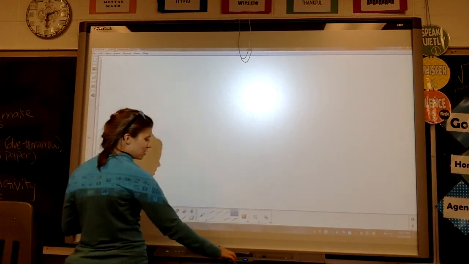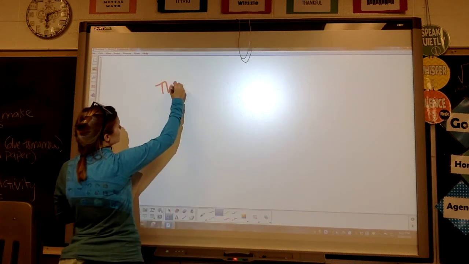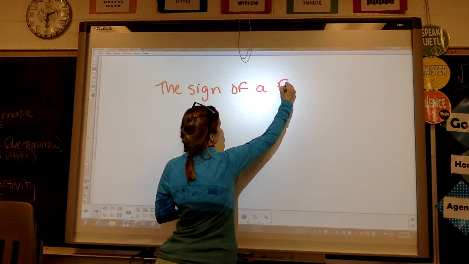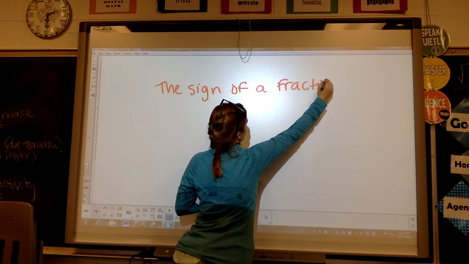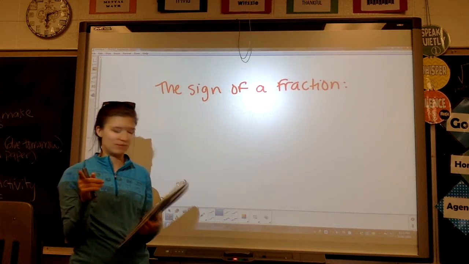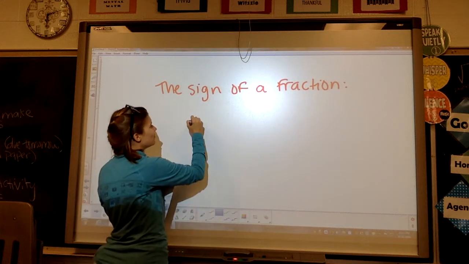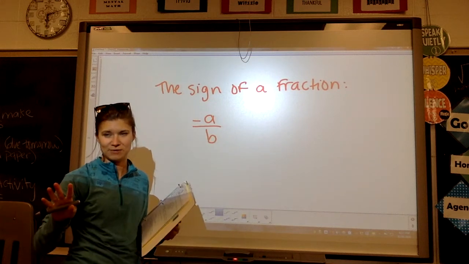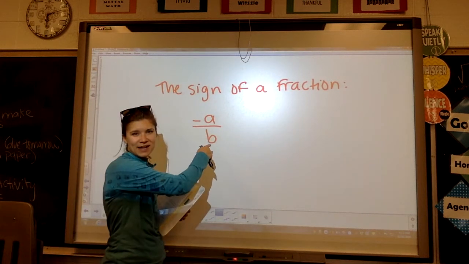All right, so I want to talk about the sign of a fraction. This will be quick, but this is something that a lot of people get confused about. So I want you to know that if you have a negative over a positive, that just means it's a negative fraction, right? Because a negative divided by a positive is negative.